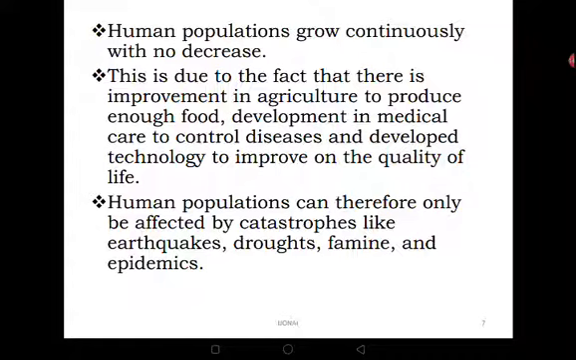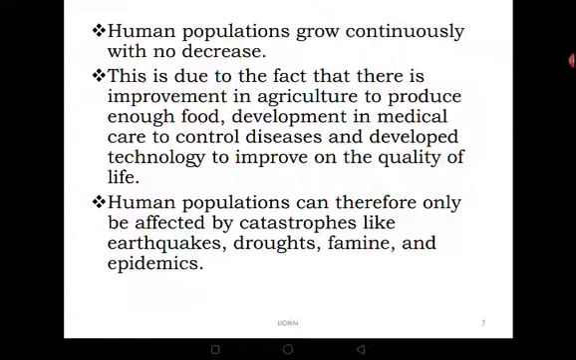Plague, polio, many other diseases are vaccinated, hepatitis B and the rest. So you'll find that organisms are able to live now much longer than it used to be before. There's also development in technology, and the quality of life is highly improved in humans. Those are the reasons why the human population is keeping on growing, and we do not expect it to reduce any soon. Human populations can therefore only be affected by catastrophes like earthquakes.